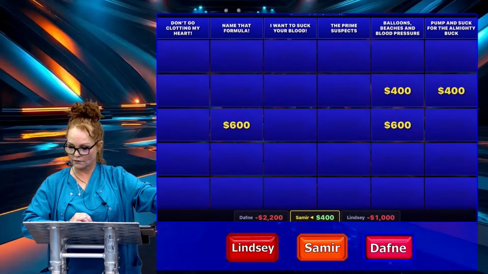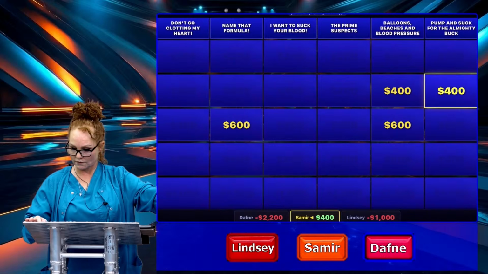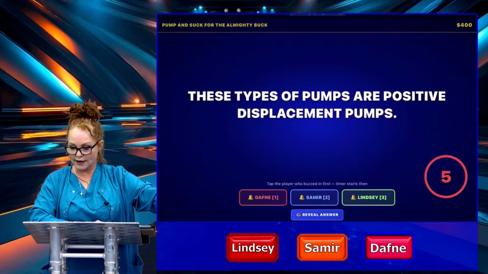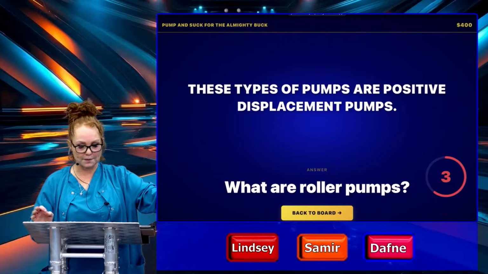Pump and Suck for the Almighty Buck. These types of pumps are positive displacement pumps. Lindsay, What is a roller pump? That is correct. Good job.